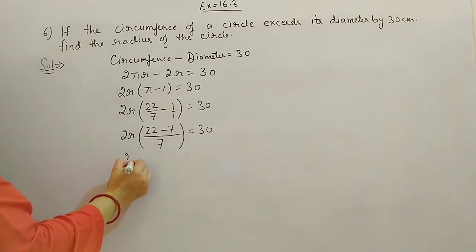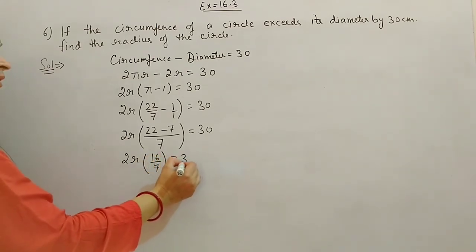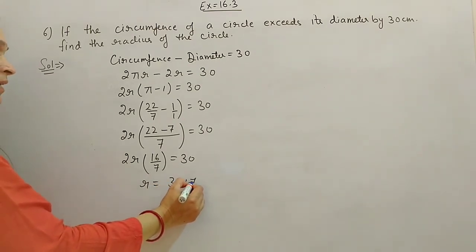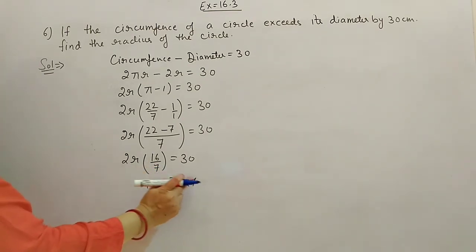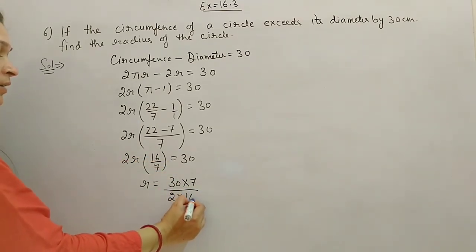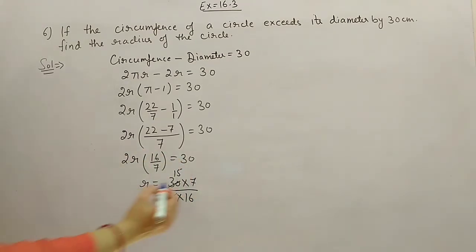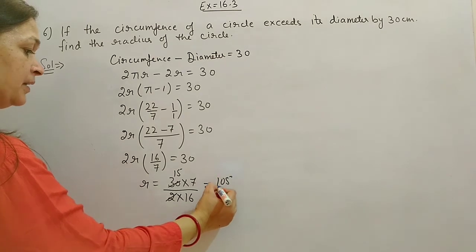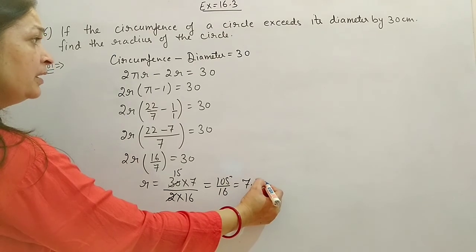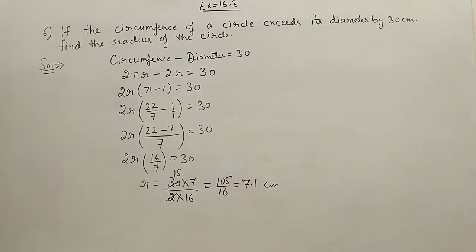So we will get here 2r × 16/7 equal to 30. We will keep only r here and shift the remaining things to the other side. 7 is in the denominator, so it will go for multiplication. 2 and 16 will come here for division. You can cancel 2 fifteen times. After that you have to multiply 105 by 16. When you calculate, you will get the answer 7.1 centimeter, which you can write approximately as 7 centimeter.